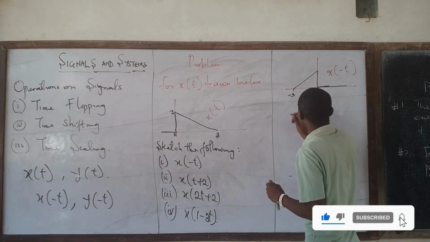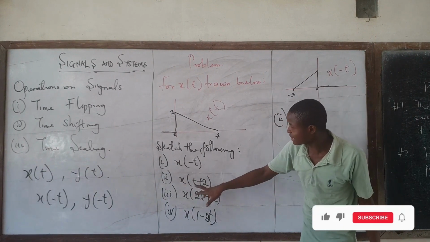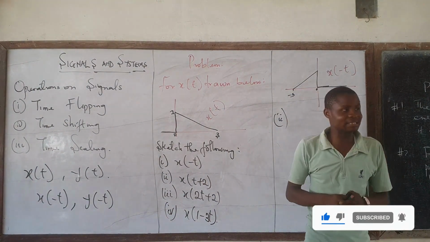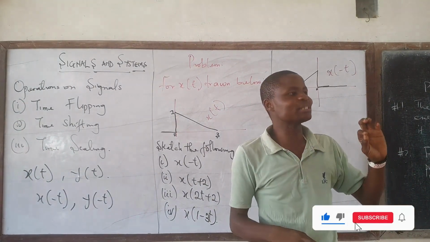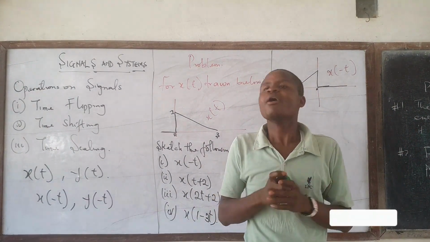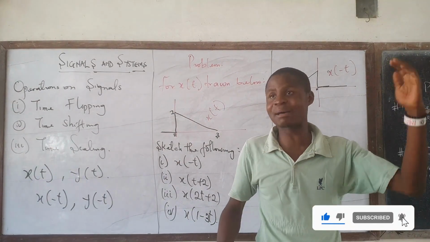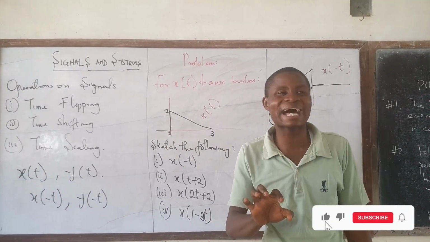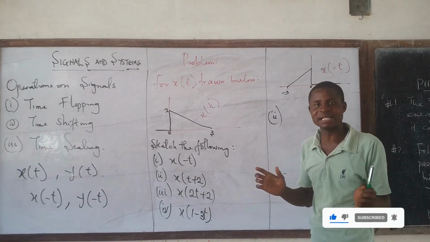We move to the next one, which is Roman figure 2. I'm going to do this in stages. This is talking about time shifting: x of t plus 2. Let me quickly say this. Most people get confused when it comes to signals because when people see plus, they think maybe I'm going to be adding something. But in signals, when you see plus, it actually means that the signal is advancing. When you see minus, it means that the signal is delaying. Let me explain what advancing and delaying are.